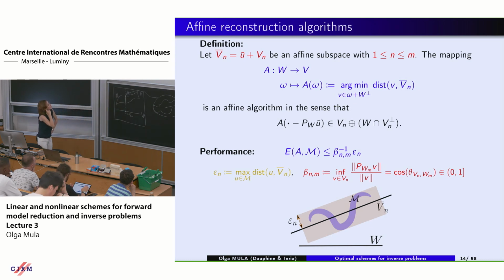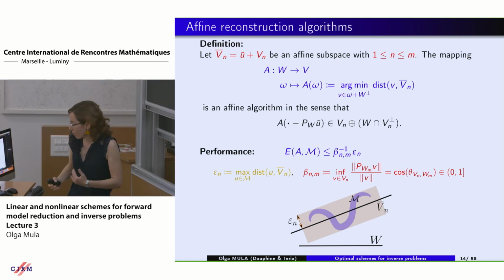Then I claim that the reconstruction mapping that takes any observation W and returns me an A(W), which is defined in the following sense that I'm going to draw on the board, is in fact a linear or an affine algorithm. I land in V here, but I land in a linear space involving my Vn. And the performance of this algorithm can be very nicely bounded by quantities that are very intuitive.